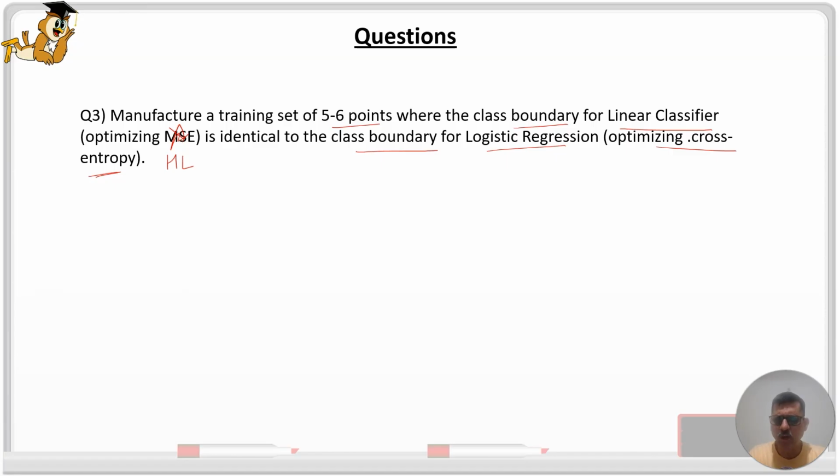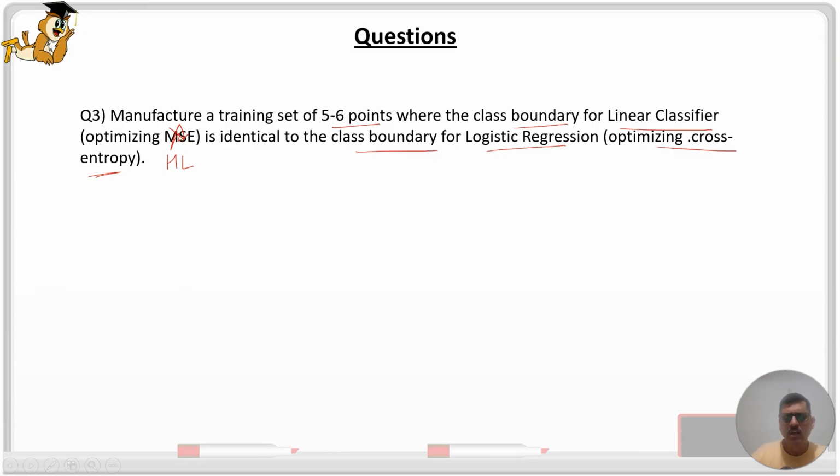Take 5 or 6 points and come up with a placement of your training data so that the class boundary for a linear classifier by optimizing HL, hinge loss, is identical to the class boundary for logistic regression, which would be found by optimizing the cross entropy. All right, so that is the question.